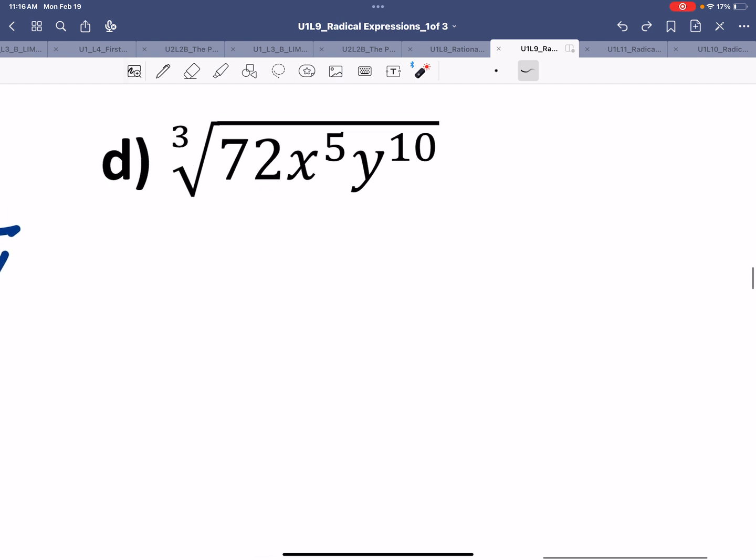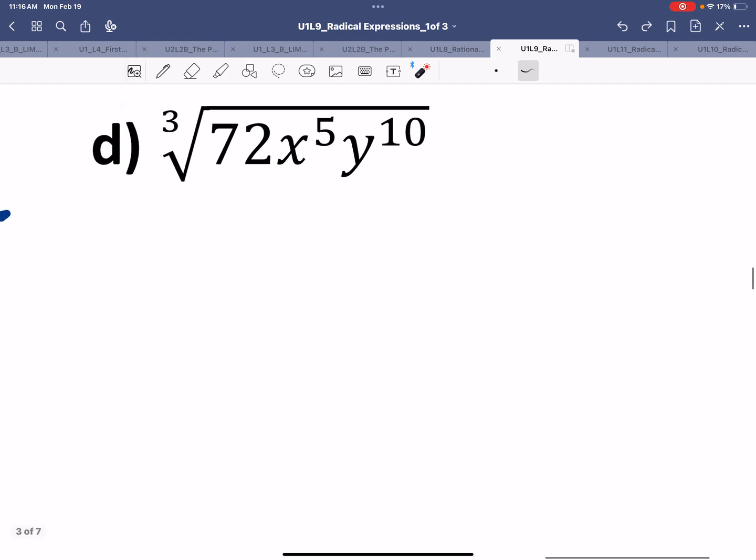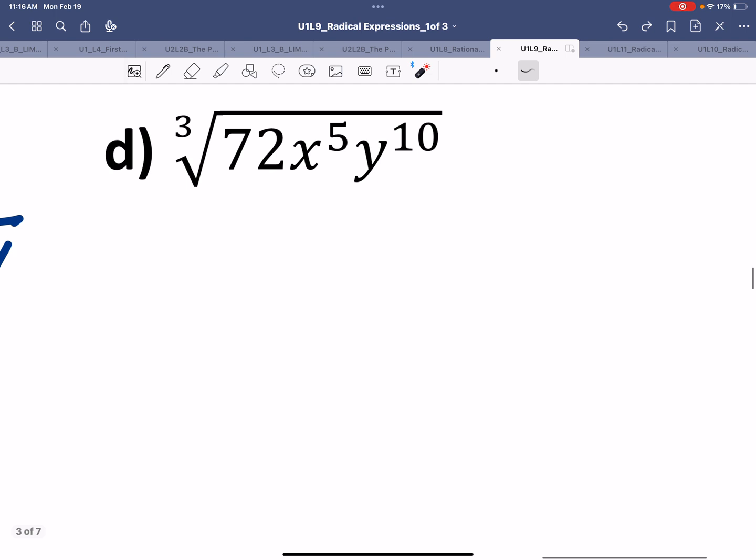Last example, we have the third root of 72 x to the 5 y to the 10. Notice that here we have an index of 3. When the index is 3, we don't have to worry about making sure that the terms outside the radical stay positive. So as you can see, I saved the easiest example for last.